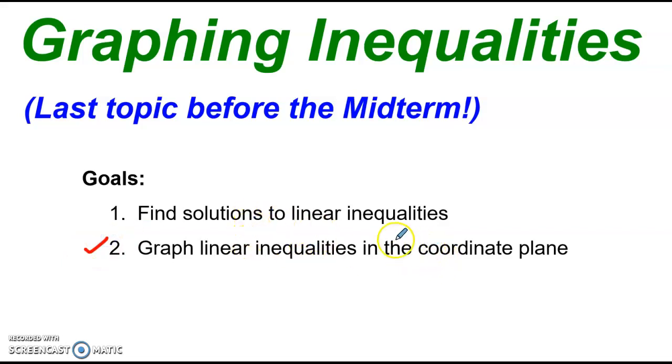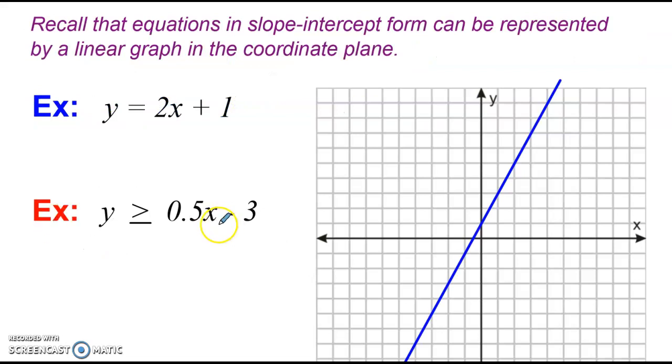in the coordinate plane. So if you recall, when we studied slope-intercept form, we just did our chapter a couple weeks ago on functions, we got really familiar with this format of equation. This is like an equation in slope-intercept form. And like it says here, recall that equations in slope-intercept form can be represented by a linear graph in the coordinate plane. So for this in blue over here, this y equals 2x plus 1, I have this line graphed for us. You can see it has a slope of 2 and a y-intercept of 1.